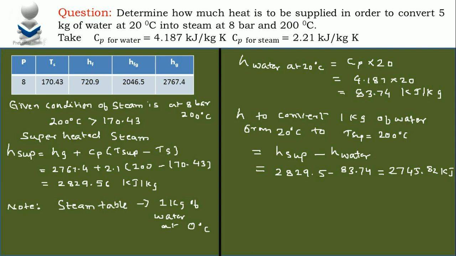In the problem, the water is given as 5 kg. So for 5 kg, the heat required is nothing but 5 into 2745.82, which is 13729.1 kilojoules. So in this way, the heat required to convert 5 kg of water from 20 degrees centigrade to steam at 8 bar and 200 degrees centigrade is 13729.1 kilojoules.